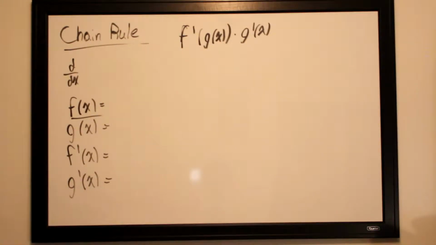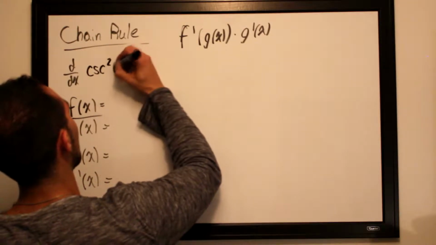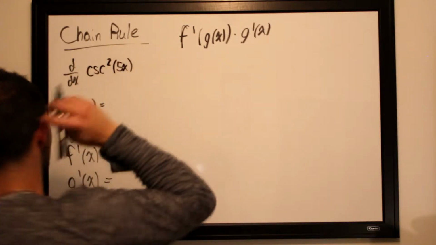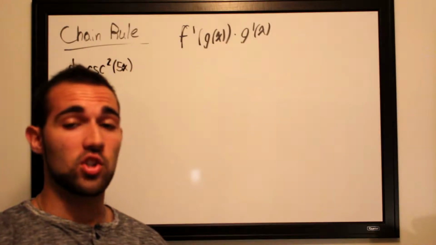And I think I've got one more example and I'm done, right? The derivative of cosecant squared of 5x. So essentially what we can do here is use that same subconscious chain rule application.